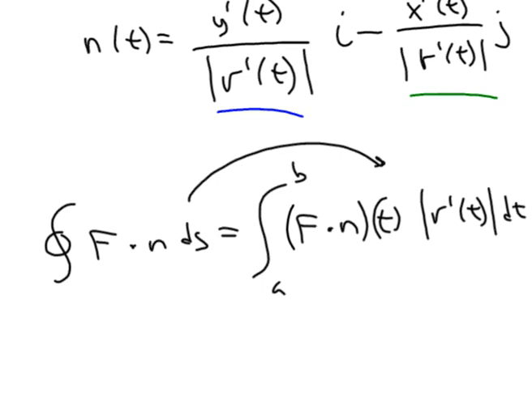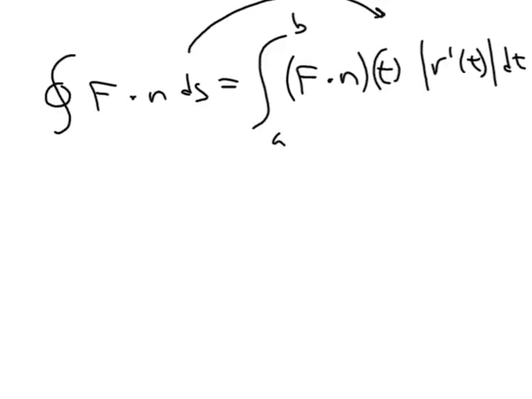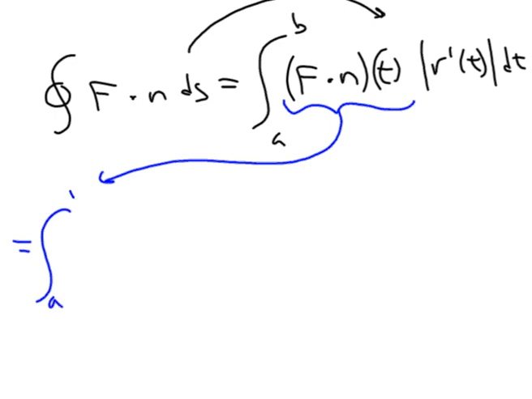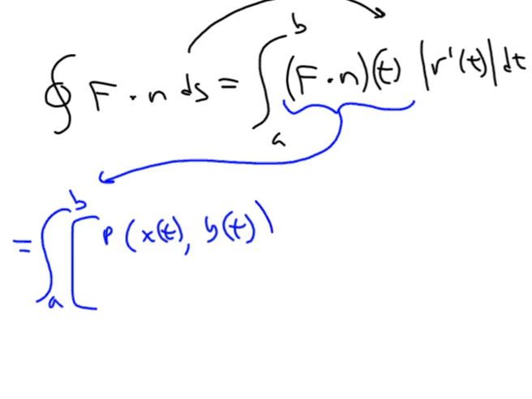So let's be a little bit more specific about what this part of the expression looks like, just this part by itself. It's a little bit of algebra, a little bit of a ride, and then you'll see something nice at the end. So we have the integral from a to b of P of x(t), y(t), so I am taking P, which is the first component of F, and parameterizing it with respect to t, times y prime of t over the norm of r prime of t.